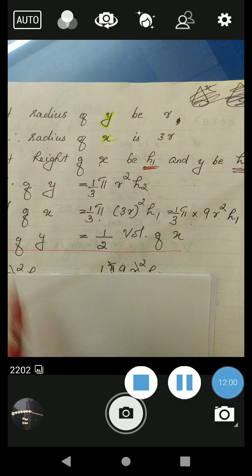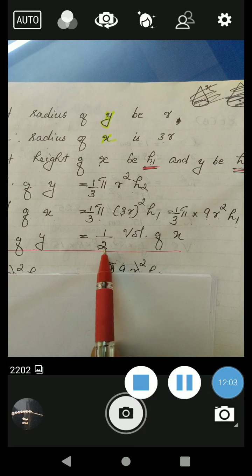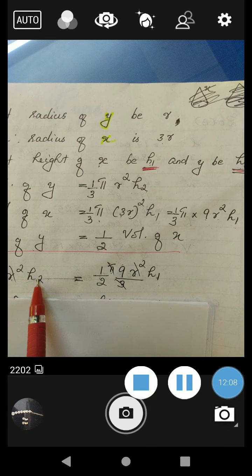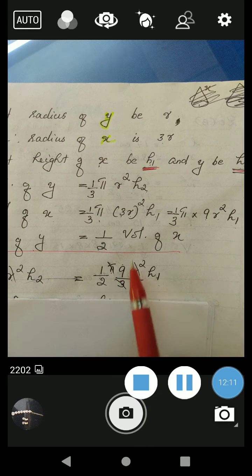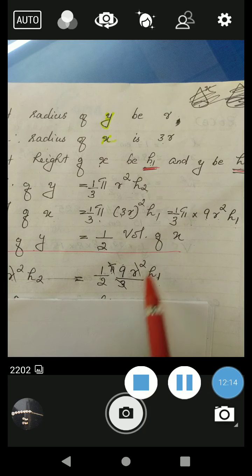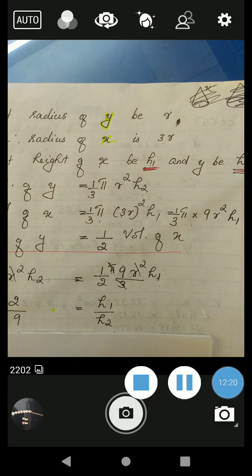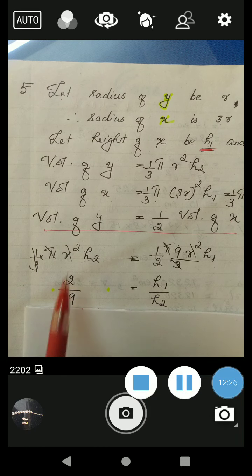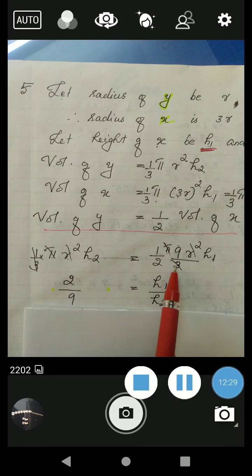Okay. Now, write this condition. Volume of y is equal to half the volume of x. Substitute volume of y here. That is, 1 by 3 pi r square h2 is equal to half into volume of x. Volume of x is this. Write it and simplify. Both sides we can see pi and pi cancelled. 1 by 3 cancelled. R square and this r square cancelled. Now transpose h2 to the other side because we want to find h1 is to h2.